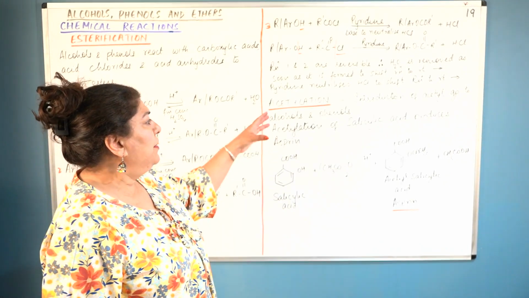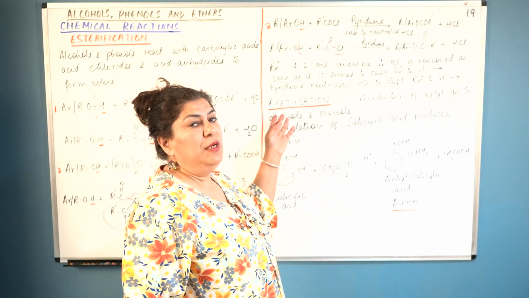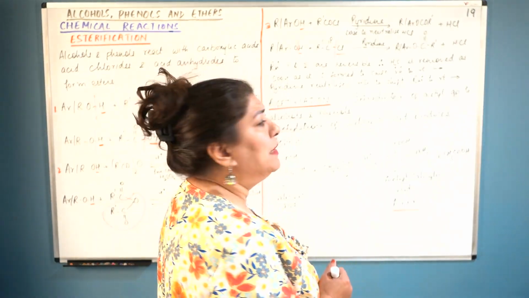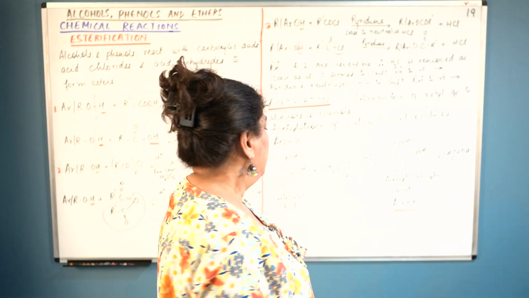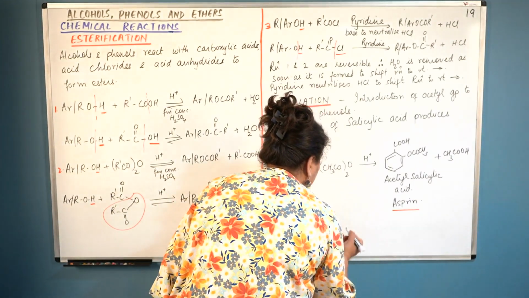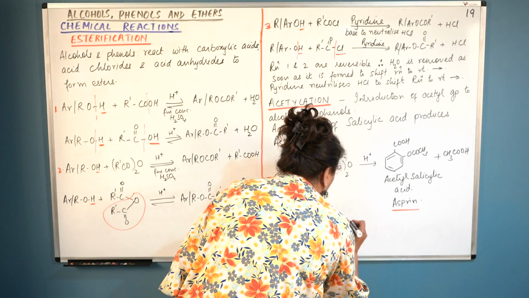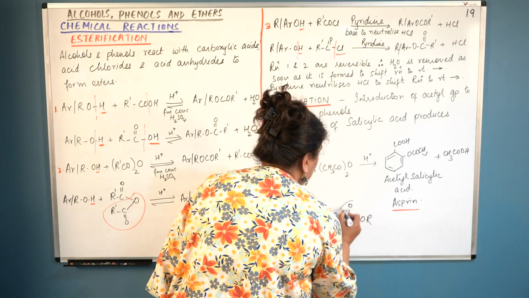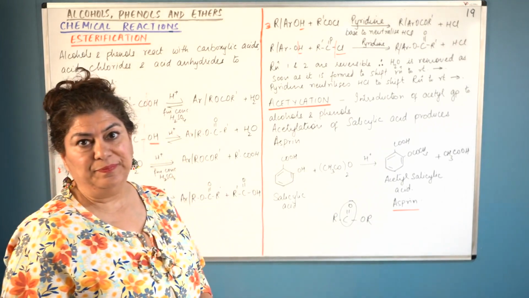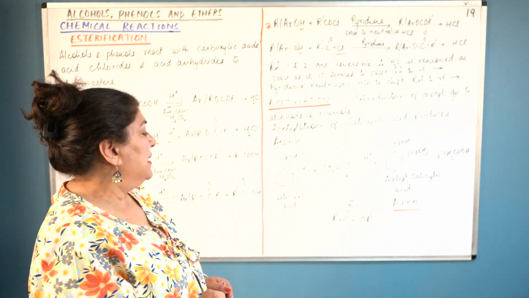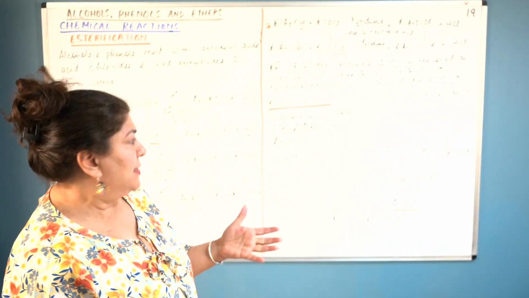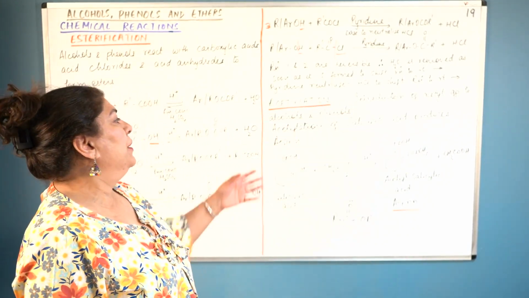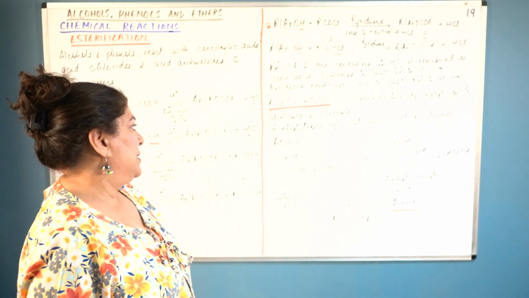Now, another reaction that we call is acetylation. The acetyl group is nothing but the C double bond O group, right? In carboxylic acid also, it is RCOOR, right? This is the acetyl group. So anywhere where the acetyl group is added is called acetylation. So acetylation is introduction of the acetyl group to alcohols and phenols.